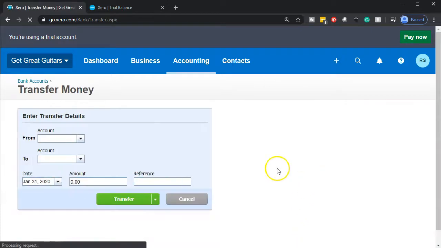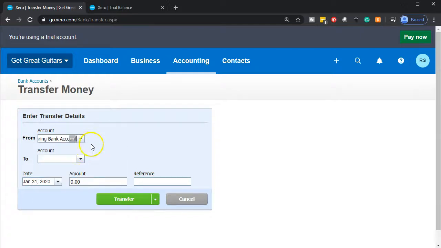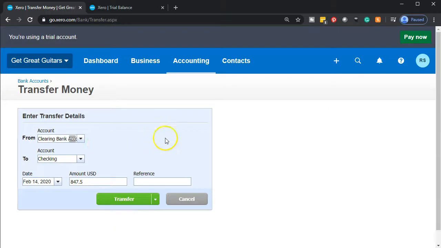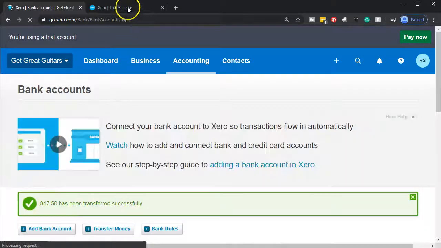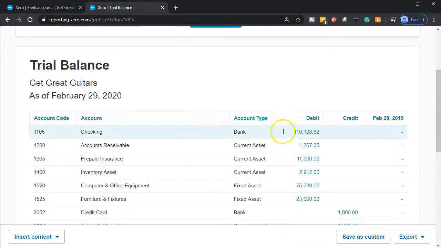So we're going to go back into the transaction. It's going to be coming out of the clearing account, and it's going to be going into the checking account. The amount then of that 847.5, and the date here should be, let's go February 14th. I'm going to say February 14th. All right. Okay, so that looks good. Let's try it again. Transfer this item one more time, last time, because we're going to do it right this time, and then we're going to update the report up top. The clearing account should once again magically disappear.